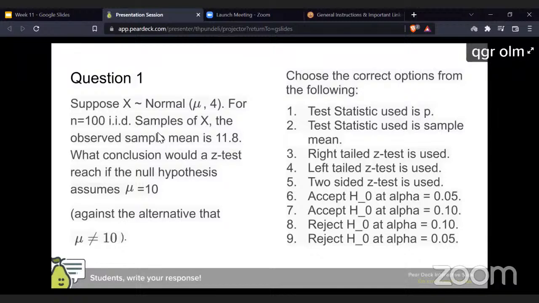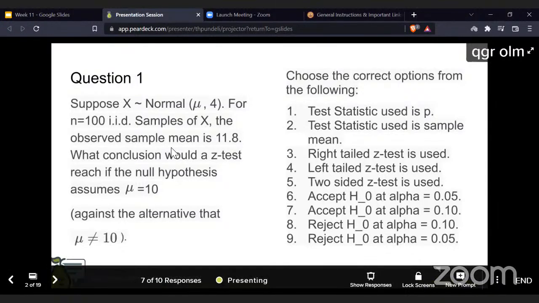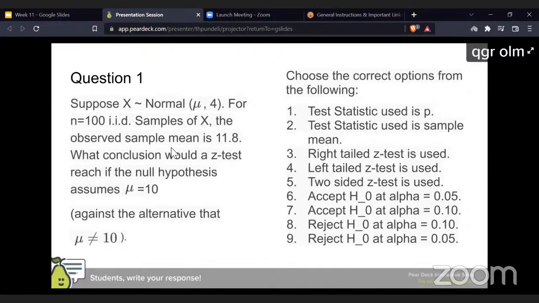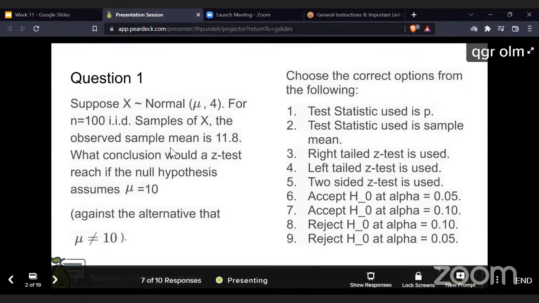Ma'am, can you give an example where you're using a test statistic as P? Okay, in the coming examples in the slides, you will come across some examples using the test statistic to be P. Okay. And ma'am, what is the condition difference for a Z test? Sorry.